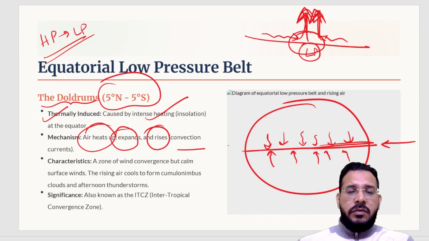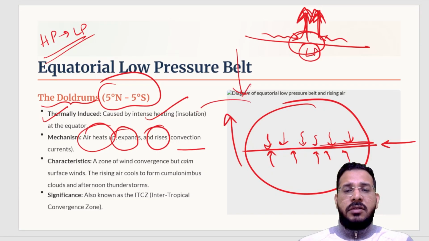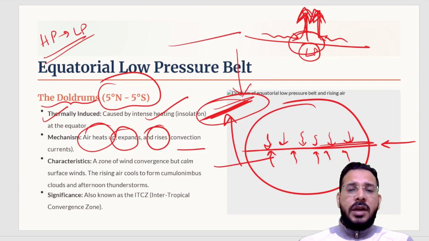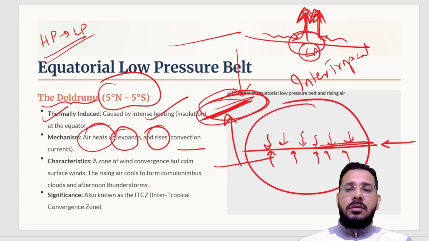So this is a zone where the winds from the northern hemisphere and southern hemisphere are converging. Hence it is also called the convergence zone. And it is between the Tropic of Cancer and Tropic of Capricorn, because of which it is called the intertropical convergence zone.